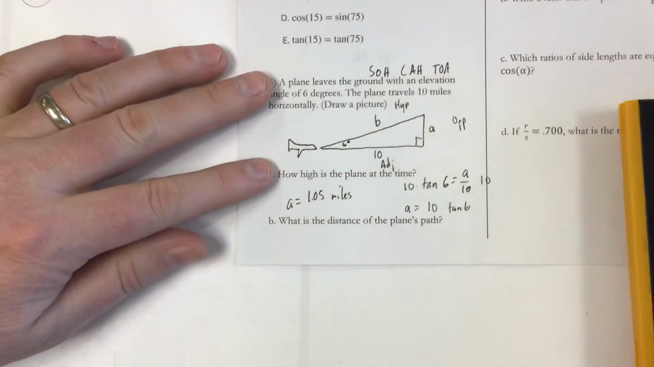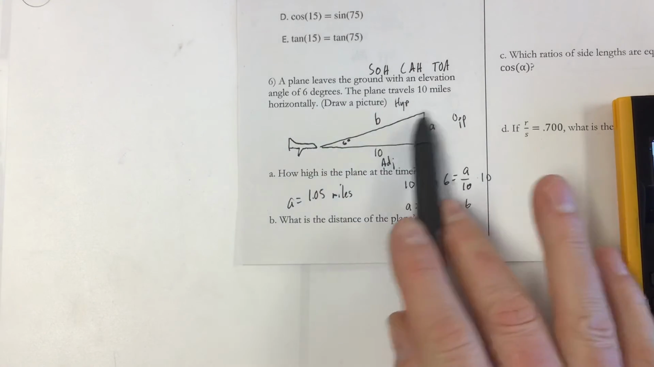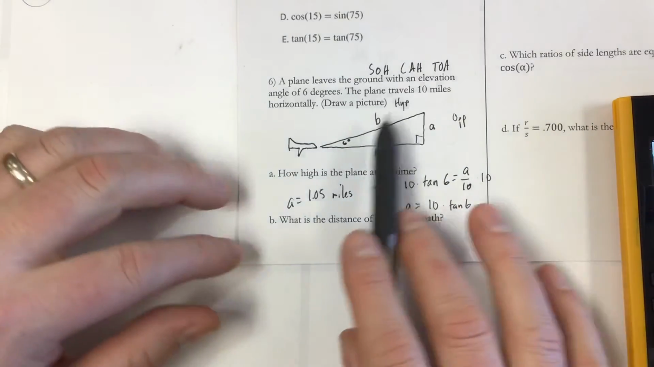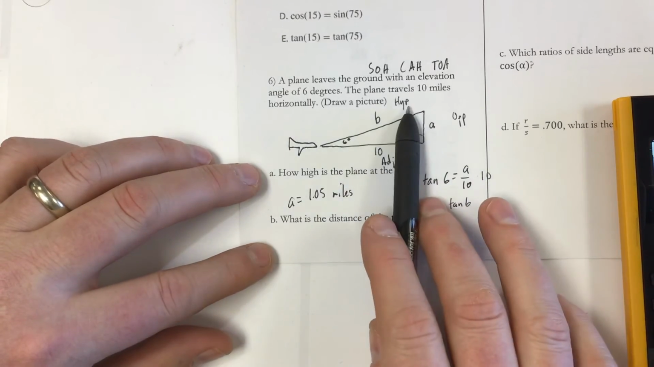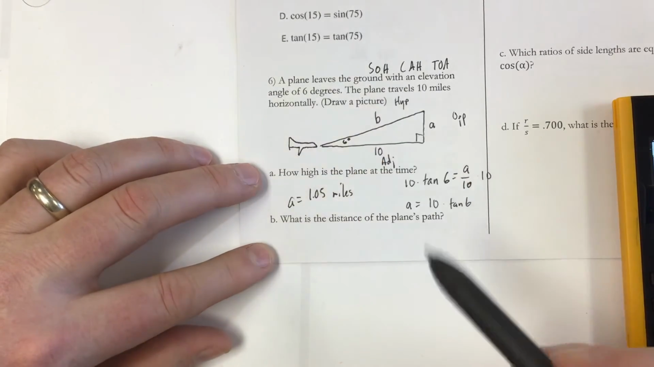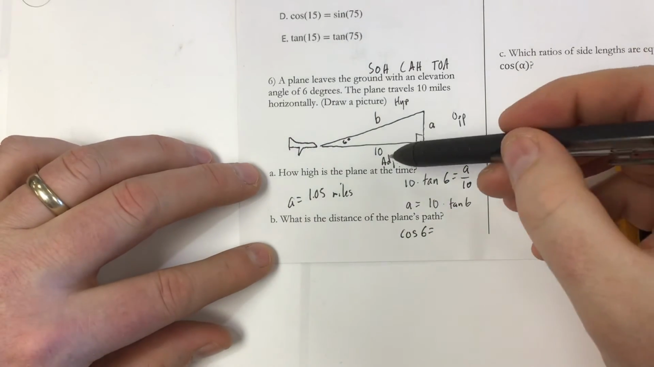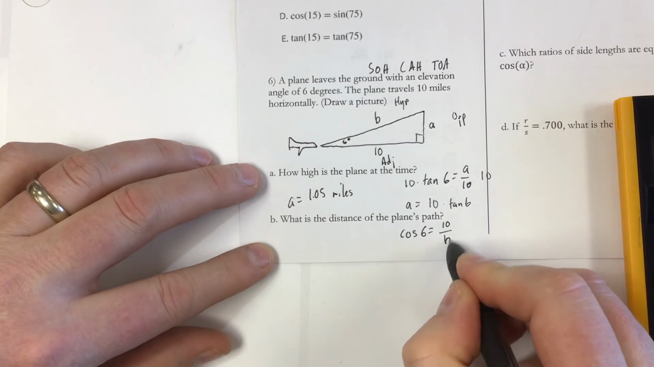For part B, we are answering the question with the same triangle. We're just trying to find the hypotenuse instead of the opposite. Okay, so for finding the hypotenuse, we know we have the adjacent, and we're trying to find the hypotenuse. So we're going to use cosine on this one. So cosine of 6 degrees, and adjacent goes on top, and hypotenuse goes on bottom.